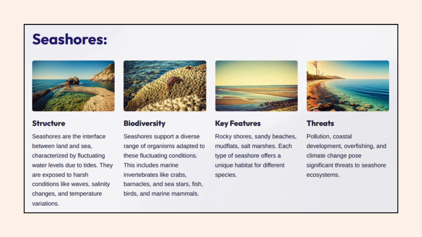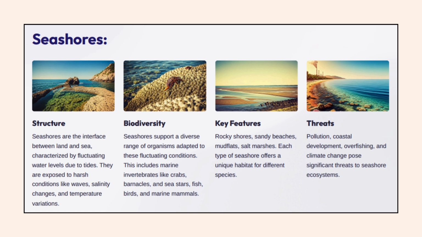So for its structure, seashores are the interface between land and sea, characterized by fluctuating water levels due to tides. They are exposed to harsh conditions like waves, salinity changes, and temperature variations. As for biodiversity, seashore supports a diverse range of organisms adapted to these fluctuating conditions. This includes marine invertebrates like crabs, barnacles, and sea stars, fish, birds, and marine mammals.